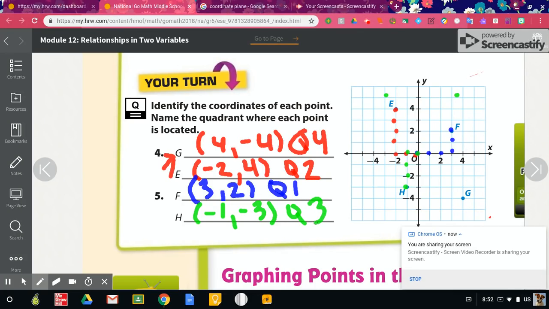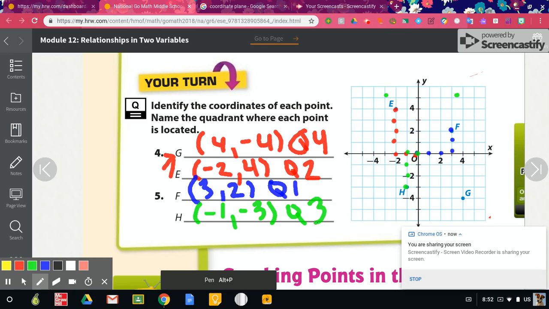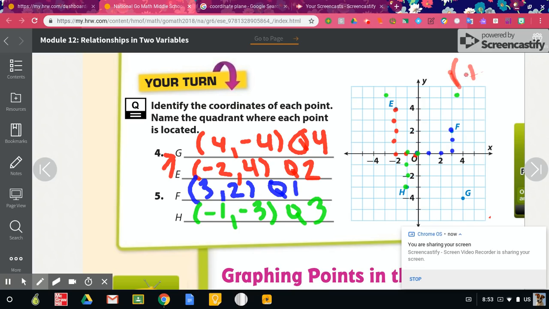Something that my teacher once showed me that I think is really helpful, and I have this on the graph that's in the front on the board. Everything in quadrant 1, both of the numbers are going to be positive. And you can write this key somewhere if you want. In quadrant 2, the first number is always going to be negative. The second number is always going to be positive. In quadrant 3, both of the numbers are negative. And then in quadrant 4, the first number is positive, the second number is negative, and that's always.